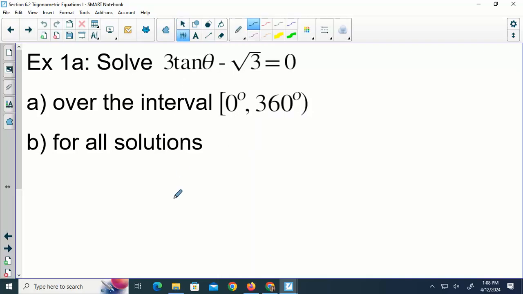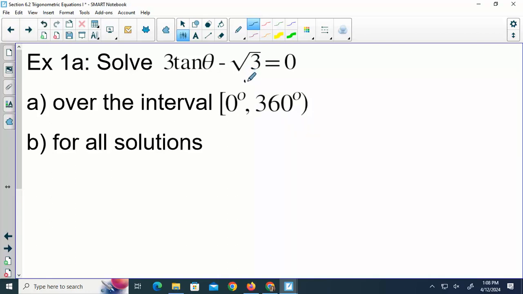Part A, I want you to solve over the interval 0 to 360 degrees. That tells me two things. First of all, it tells me I'm in degree mode. Second of all, it tells me we're only giving the answers for one time around the circle. Okay, so if I wanted to solve this, I'm looking for theta.